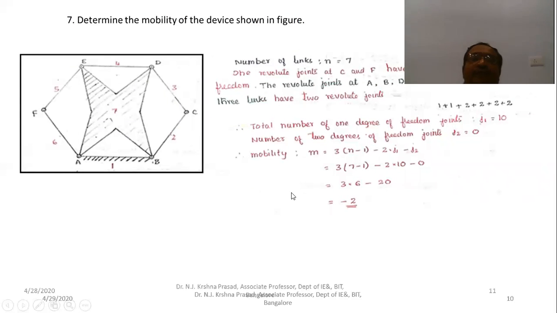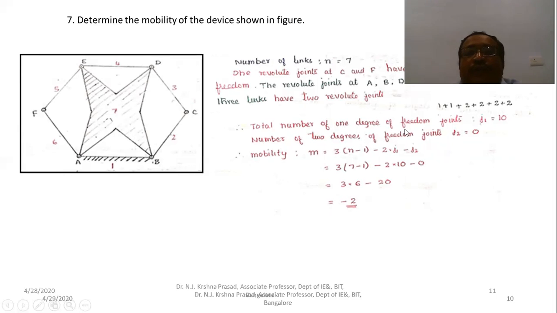And another type of combination of links is shown here. These are rigid bodies, but there is no relative motion, so it should be counted as 1 link. For AB, I count 1, BC count 2, CD count 3, like that 4, 5, 6 and 7. The total number of links in this combination is 7.